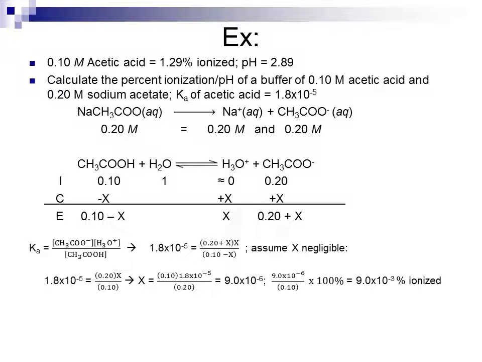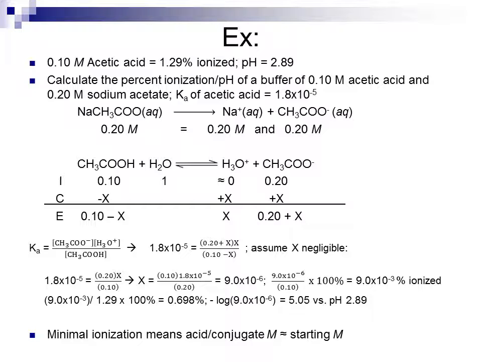That's not much at all versus our 1.29. If we compare it to the 1.29, it's only 0.698% of the original ionization from acetic acid by itself. The pH will be the negative log of the hydronium concentration, at 5.05. Compare that to the original pH of acetic acid at 2.89.